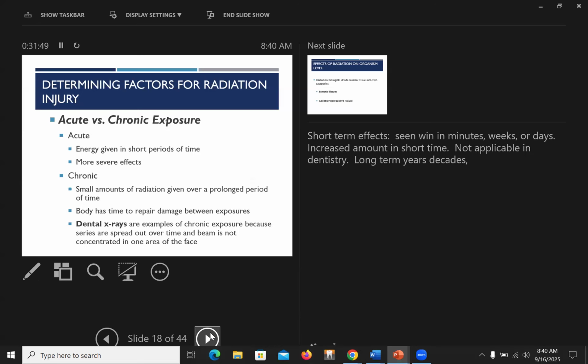Oh, I kind of said it before I got to the slide. So acute versus chronic. With acute, the energy is given in a short period of time, with more severe effects, and of course it depends on the amount too. But especially if it's a large amount given in a short period of time, that's going to be much more damaging than chronic, a small amount of radiation given over a prolonged period of time. The body has time to repair, to recover in between exposures. So there's not really any meaningful damage that is going to happen from it.